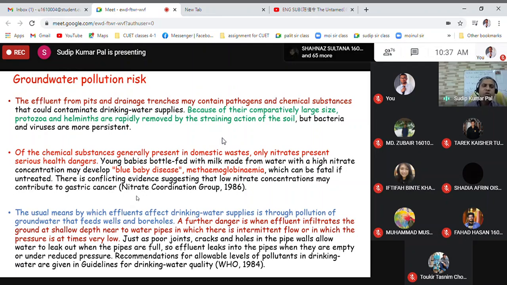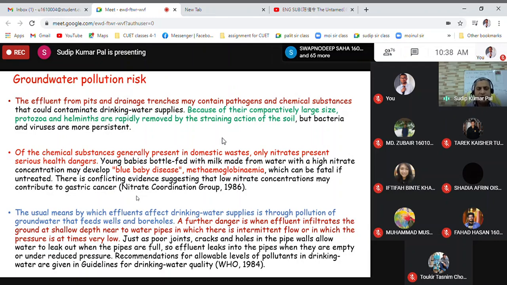And finally, you have to check the groundwater pollution risk, because this is one of the major areas nowadays why basically pit latrines are not recommended. Because the effluent from the pits and drainage trench may contain pathogens and some chemical substances that could contaminate the drinking water supply. Of the chemical substances generally present in domestic waste, only nitrate presents serious health dangers. The nitrate is very, very hazardous.